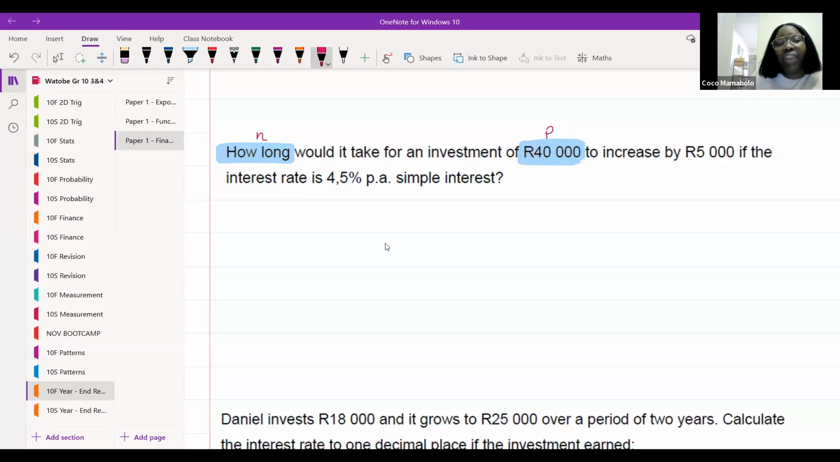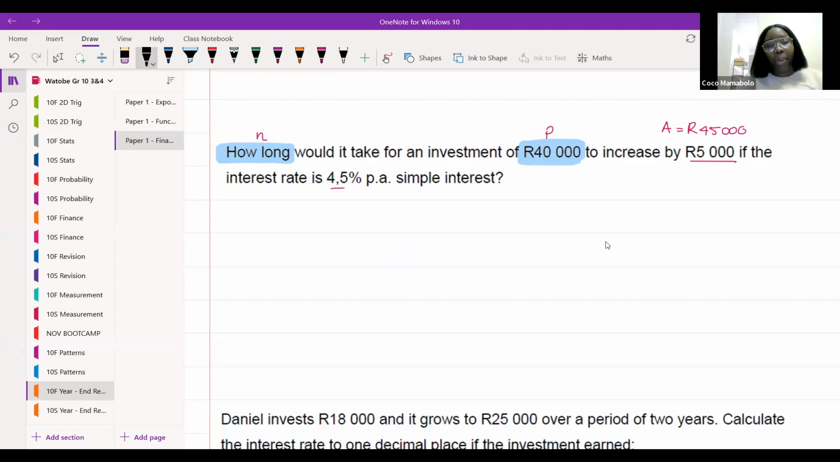Now they say that an investment of 40,000 Rand increased by 5,000. So this 5,000 is actually the interest that you've made. What is my A value going to be? Correct, 100%. My A value is going to be my 40,000 plus the 5,000 interest that I've made. So my A value is going to be 45,000 Rand, if the interest rate is 4.5% per annum, simple interest.